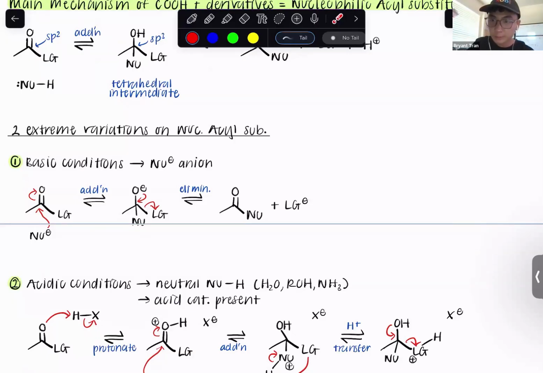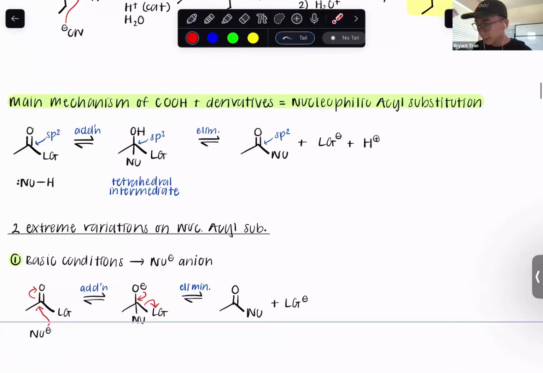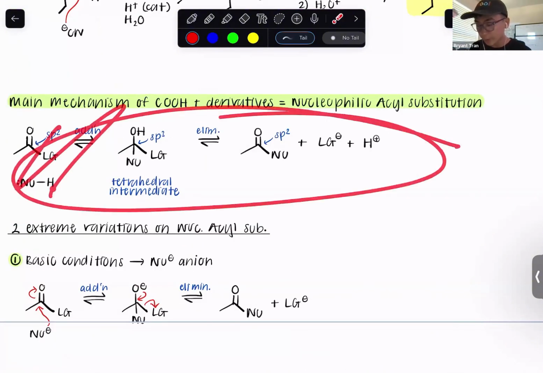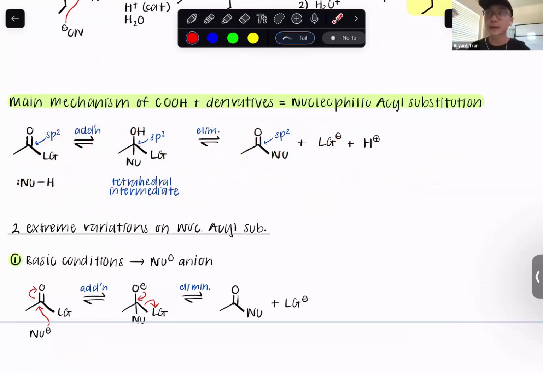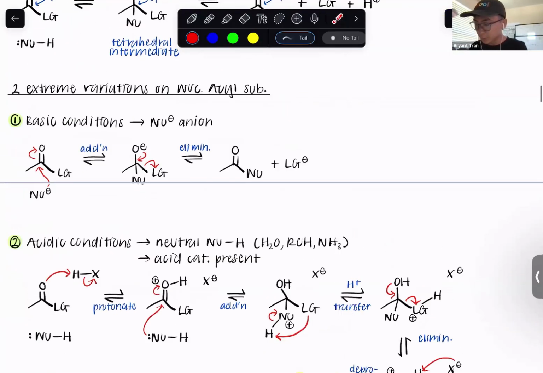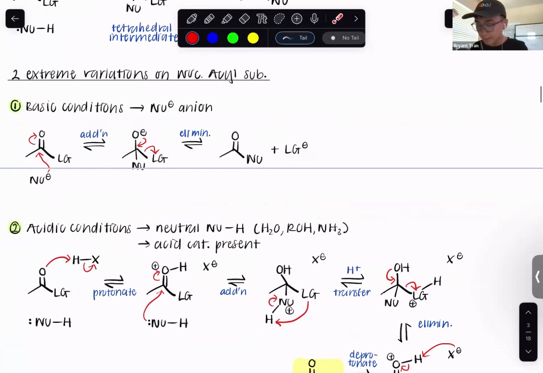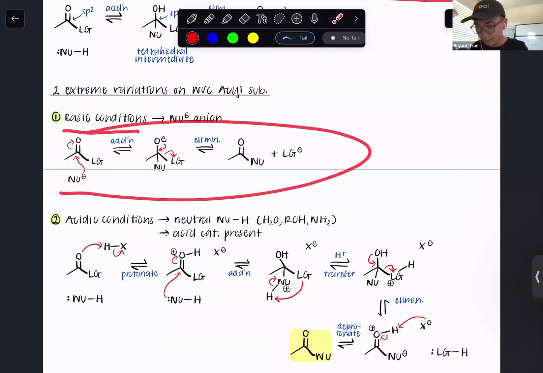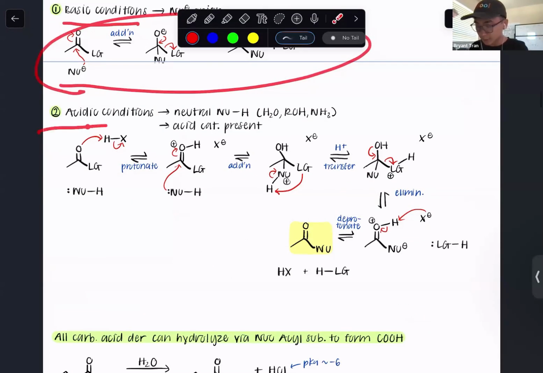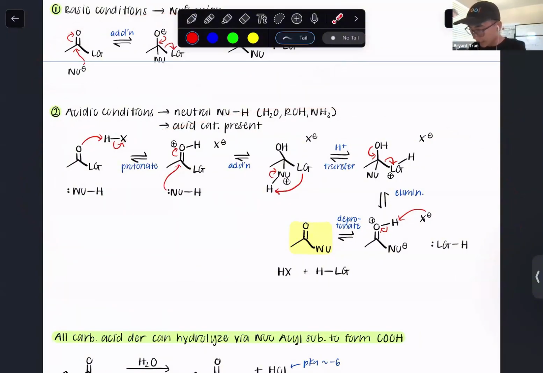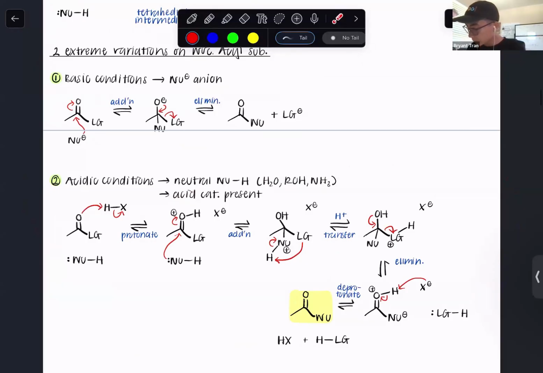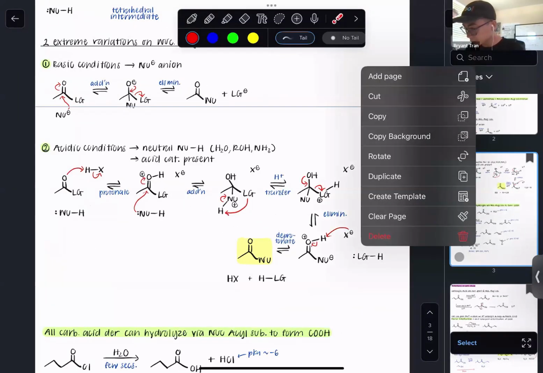Are we supposed to know the mechanism for nucleophilic acyl substitution? Yes, you are, but this right here is too generic, so don't worry about this one, right? This is just like the big idea overview of what's about to come next, right? Because nucleophilic acyl substitution can either happen in basic conditions, which is the shorter mechanism, or it can happen in acidic conditions, which is the longer mechanism, right? And I'm gonna show it to you step by step by actually just drawing it out.